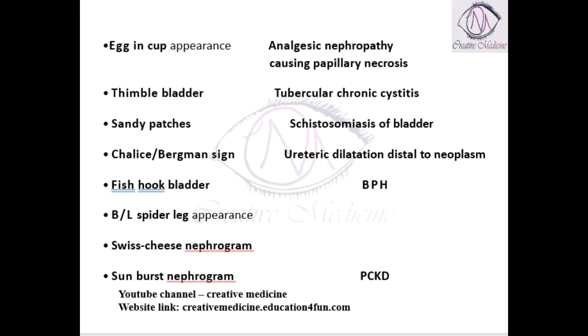So again, egg in cup appearance is seen in analgesic nephropathy, thimble bladder in tuberculous chronic cystitis, sandy patches in schistosomiasis of bladder, Charles Bergman sign in ureteric dilatation distal to the neoplasm. Then we have fishhook bladder in benign prostatic hyperplasia, bilateral spider leg appearance or Swiss cheese nephrogram or sunburst nephrogram is seen in polycystic kidney disease.